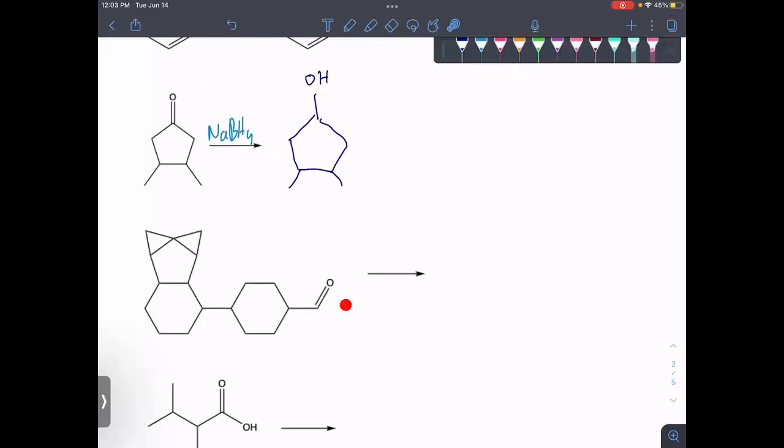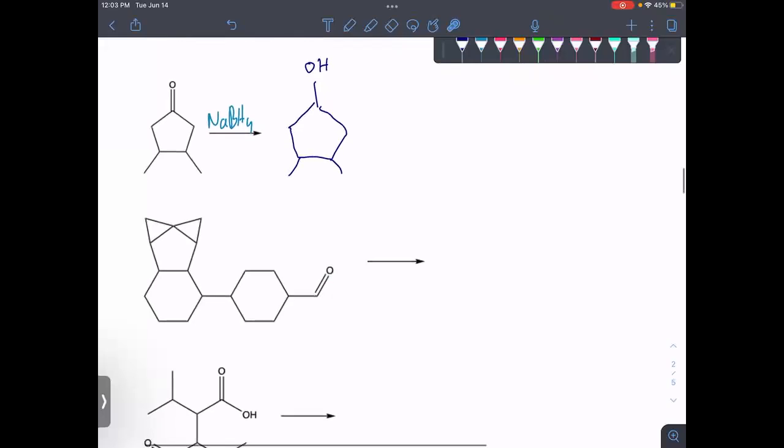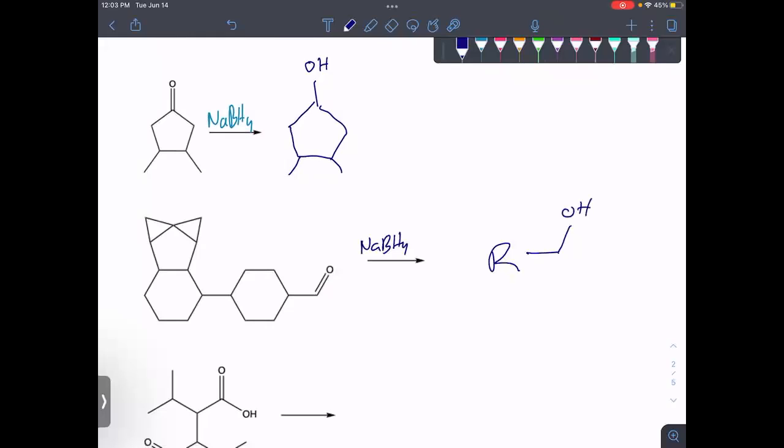So what kind of carbonyl do we have here? So what are we using? And it just turns into an alcohol. I'm not redrawing that whole thing. So we're just doing R OH. What did you say was an aldehyde? Yeah, aldehyde.